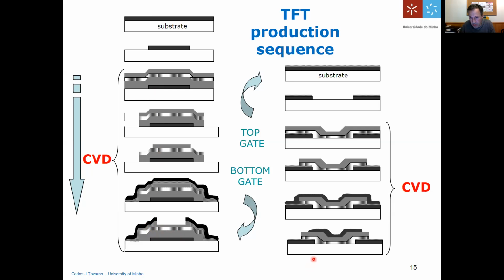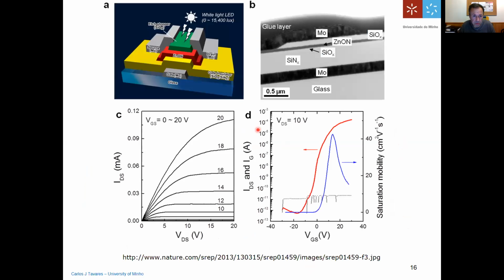So it's a heterostructure. Either for the bottom gate or top gate, you produce the same. And all these processes are performed by CVD. But the first process, the metallic layers, can be produced by sputtering or by thermal evaporation.